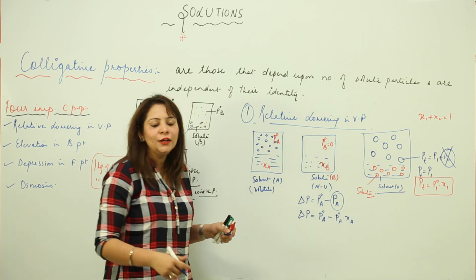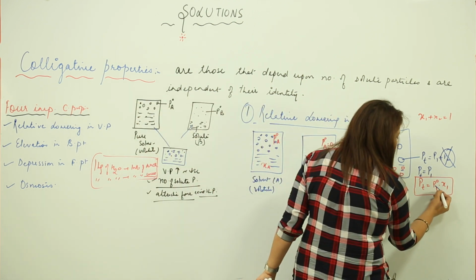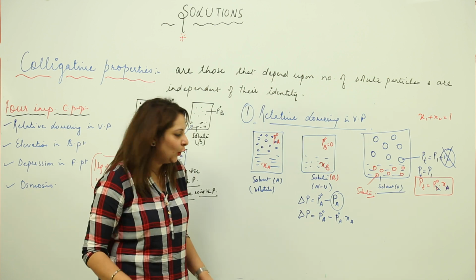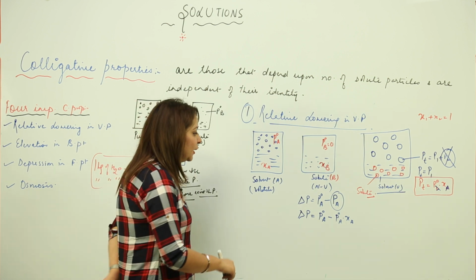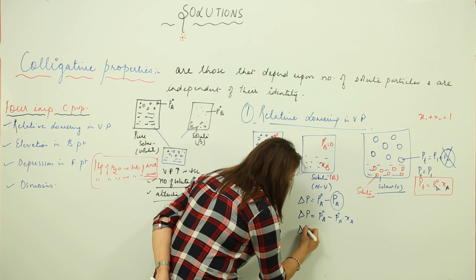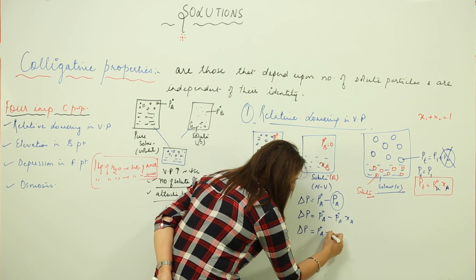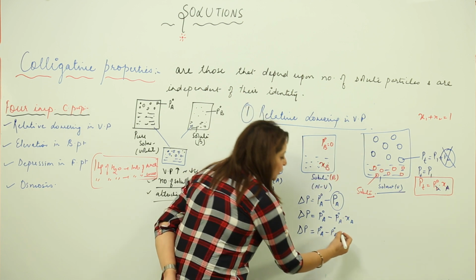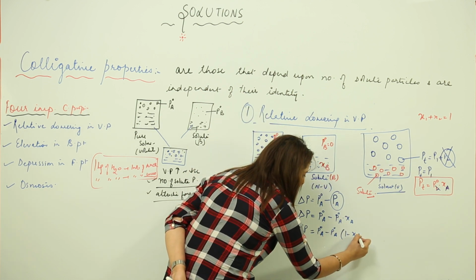Whether you take P1 or PA hardly matters. A means the first one, and the first one is our solvent. So I can write this as P naught A minus PA, and I am going to put this value in terms of XP, so what I have is 1 minus XP.